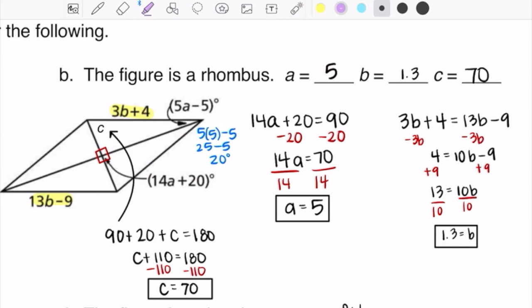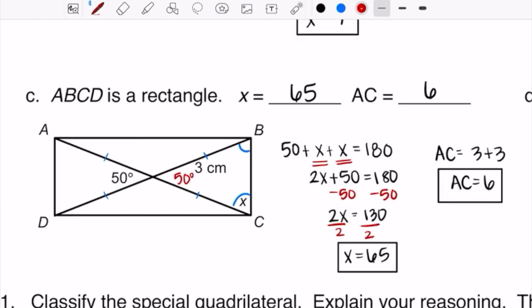And then to find angle c, I'm going to use the fact that right here inside of the rhombus, I have a little triangle. And so the three angles in that triangle equal 180 degrees. So the 90-degree angle in the middle plus the 20-degree angle that I just solved for plus the c angle that I'm trying to figure out gives me 180 degrees. And so I can combine like terms, minus the 110 from both sides, and I get c equals 70. What these questions all have in common is you're using the properties of each shape to decide how you're going to set up your equations.